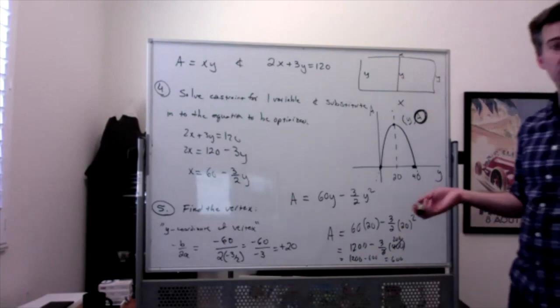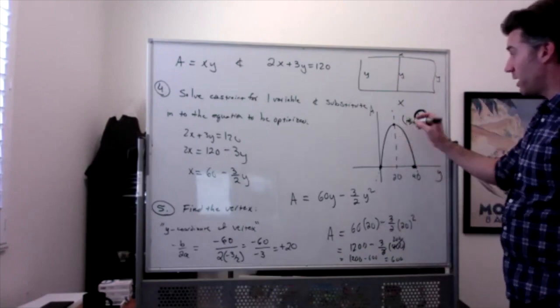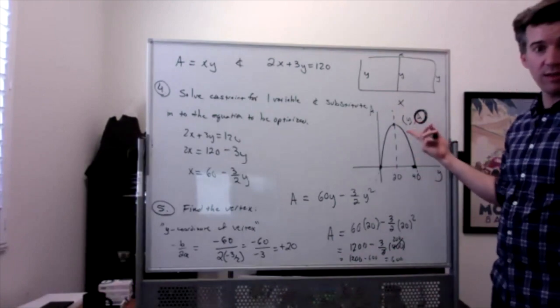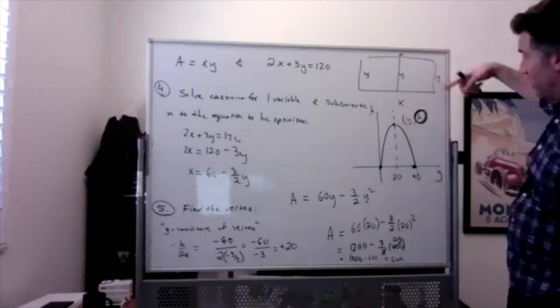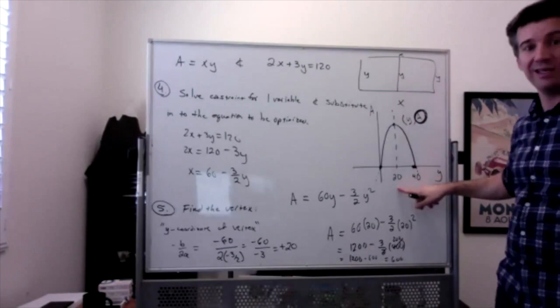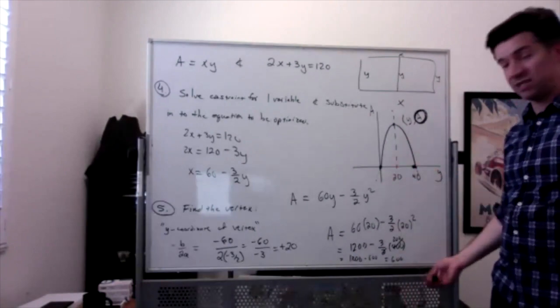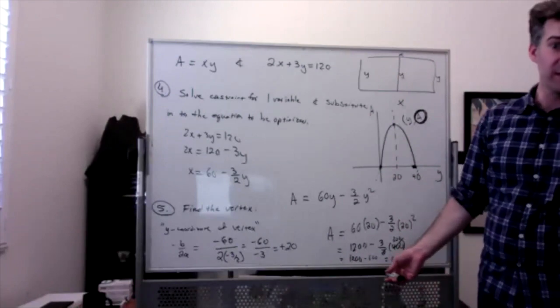So here's what we are seeing. The vertex of this parabola, the input is the y value, which is just the length of this side, which is 20. And the output is the area, which is 600 square feet.